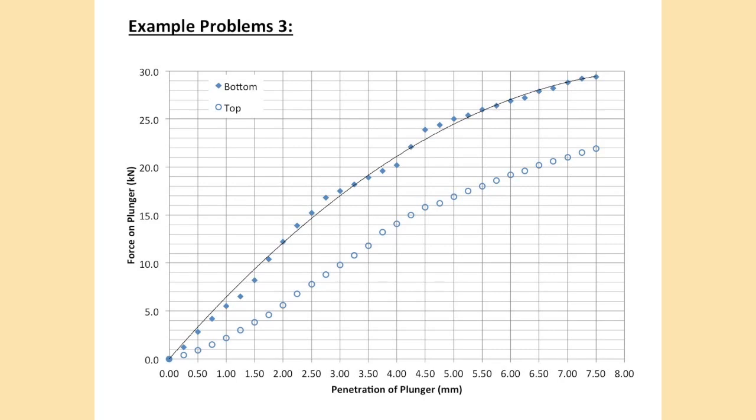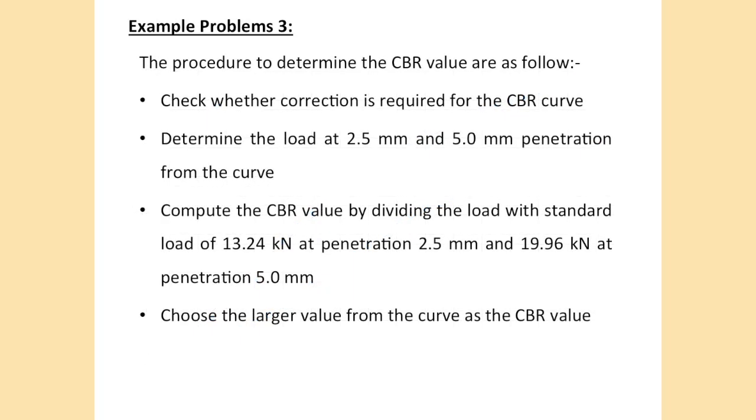After drawing the line, let us look back at the procedure to determine the CBR value. First, check whether correction is required for the CBR curve or not. Next, determine the load at 2.5 mm and 5 mm penetration from the curve. Then, compute the CBR value by dividing the load by the standard load of 13.24 kN at penetration 2.5 mm and 19.96 kN at penetration 5 mm. Lastly, select the larger value of the curve as the CBR value.